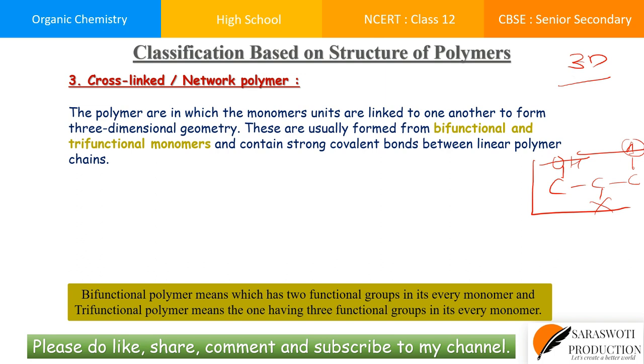Very simple to understand and very easy. Okay, so they contain strong covalent bonds between the linear polymer chains. So they contain covalent bonds, okay? Fine. Examples are two of them: melamine formaldehyde resin and bakelite.